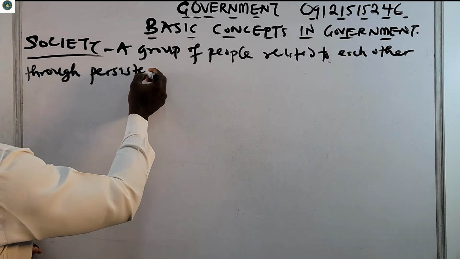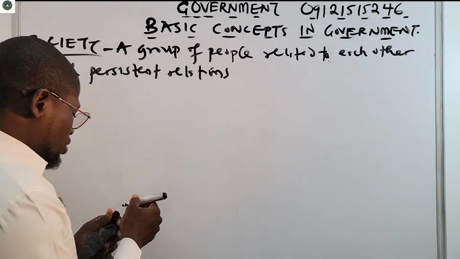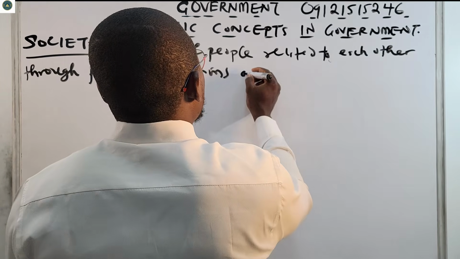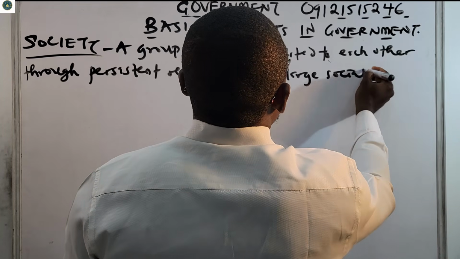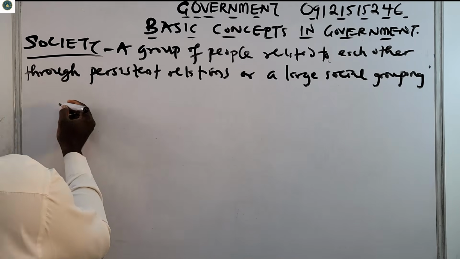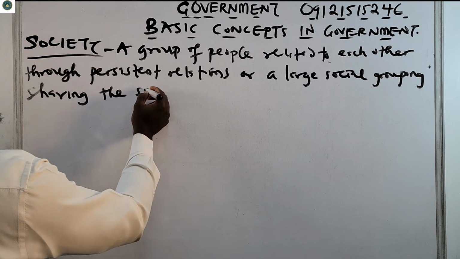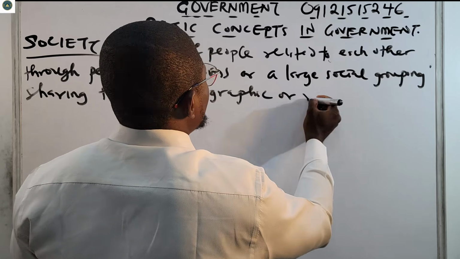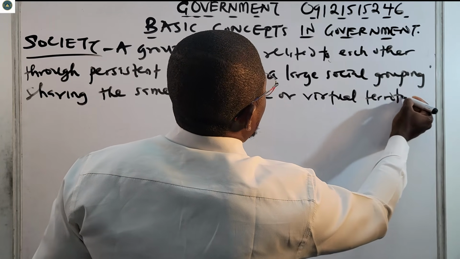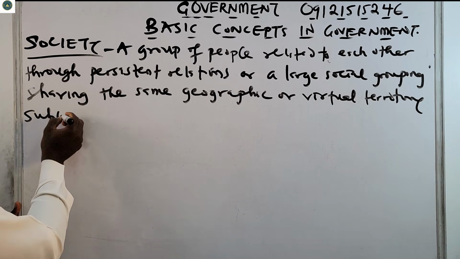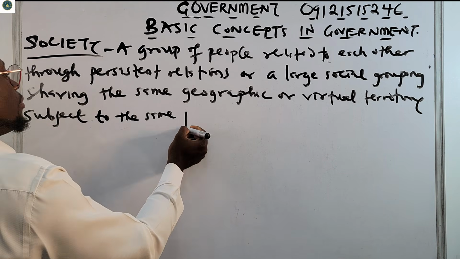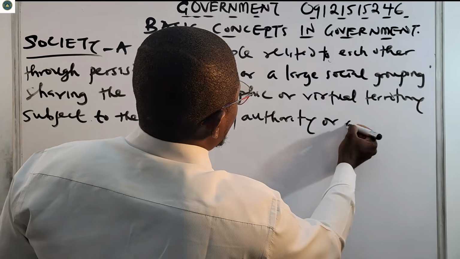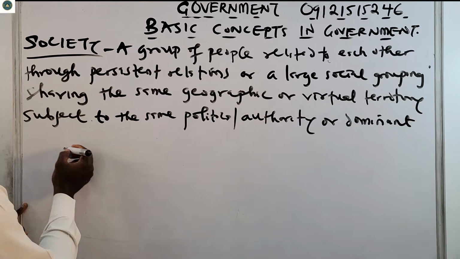Through persistent relations, through constant relations. Or we define society as a large social grouping sharing the same geographic or virtual territory, subject also to the same political authority or dominant cultural expectation.